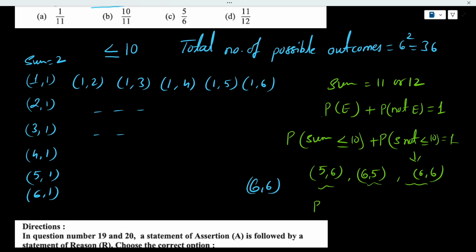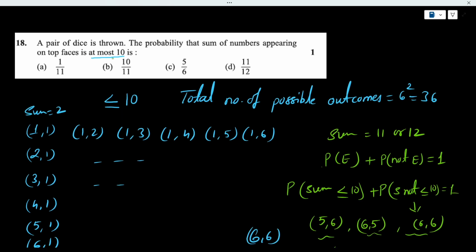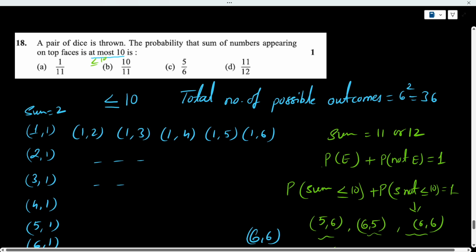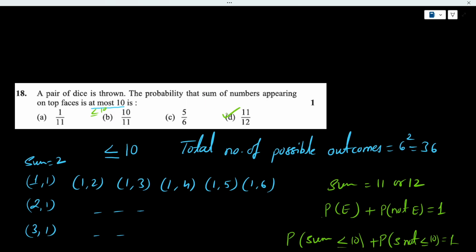So I can do here probability of sum less than or equal to 10 is 1 minus 3 by 36. If you get the LCM, it will be 36 by 36, so 33 by 36, which is 11 by 12. So what is your right option? The sum should be at most 10. At most means less than or equal to 10. It is going to be your 11 by 12. Your option number D is the right option for question number 18.